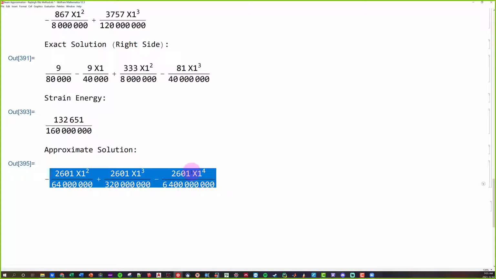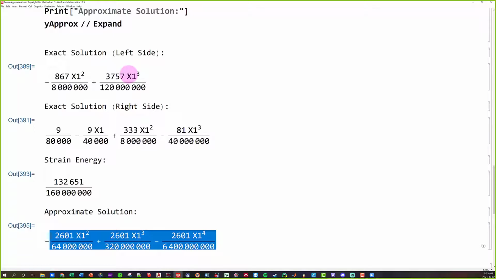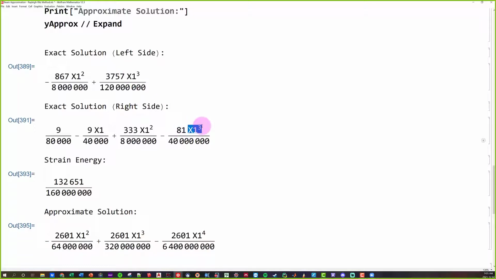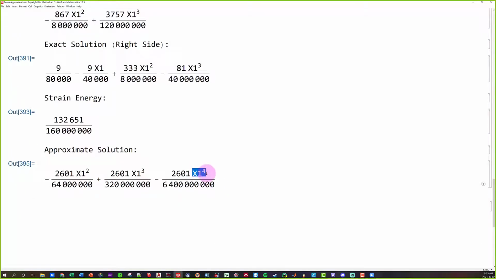Question for everybody in the chat. Do you think that this approximate solution is pretty good? Remember that our exact solution had x to the 3, and that was it. And in here we have x to the 4. You think it's pretty good? All right, you all think it's good?